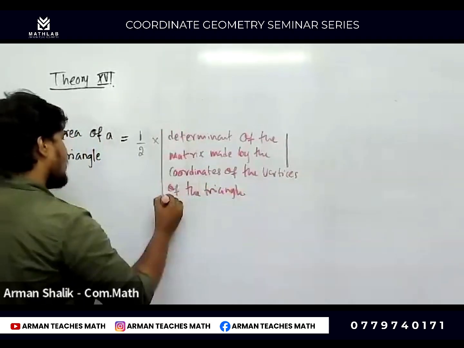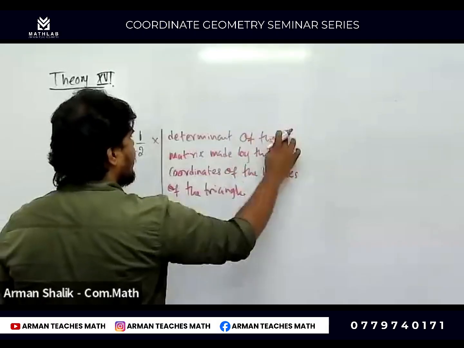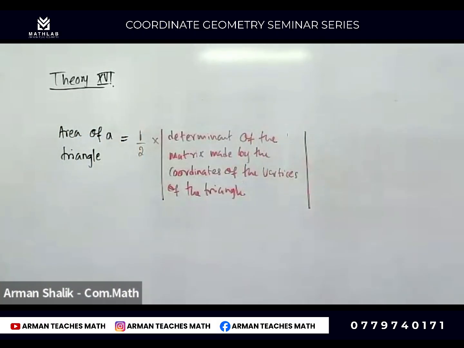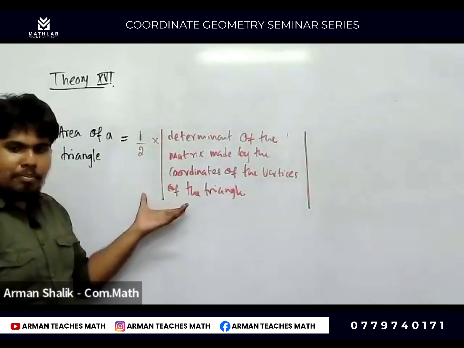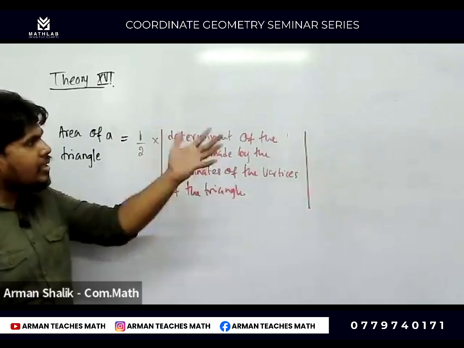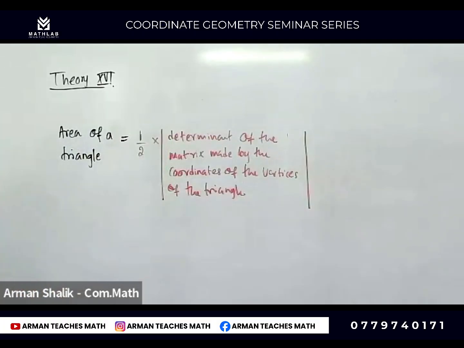Base into height, we can calculate the area of a triangle by multiplying the base with the height and multiplying with half if we know the perpendicular height. But here it is a matrix simplification. Just understand the pattern. Just remember the pattern and do it.